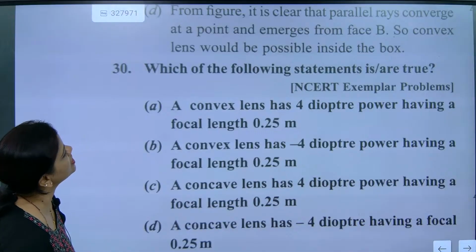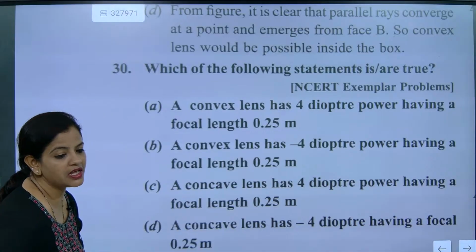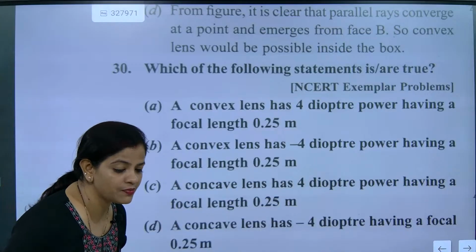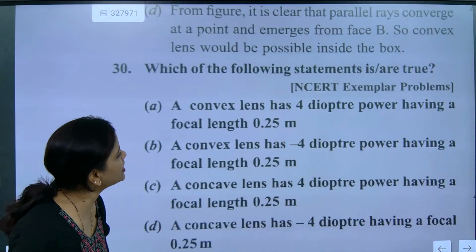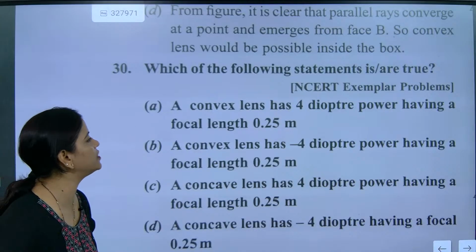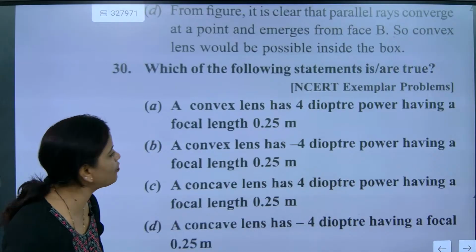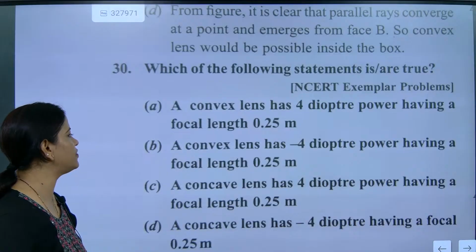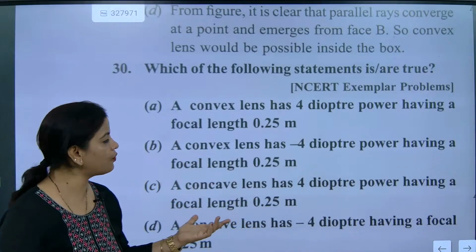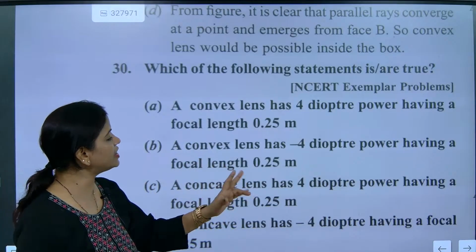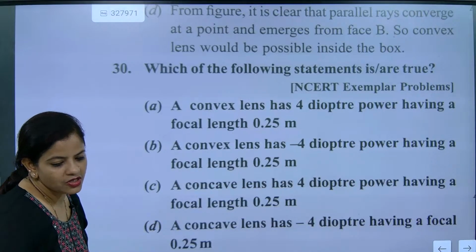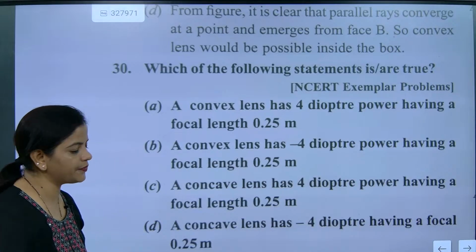So what is the question here? Which of the following statement is or are true? We need to identify which statement is true. A convex lens has 4 diopter power having a focal length of 0.25. A convex lens has minus 4 diopter power having a focal length of 0.25. A concave lens has 4 diopter power having a focal length of 0.25. So which answer is going to be correct?